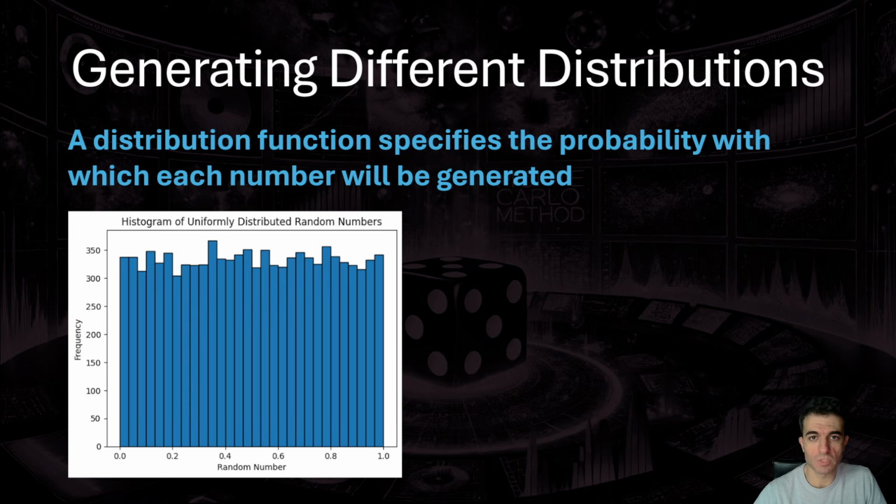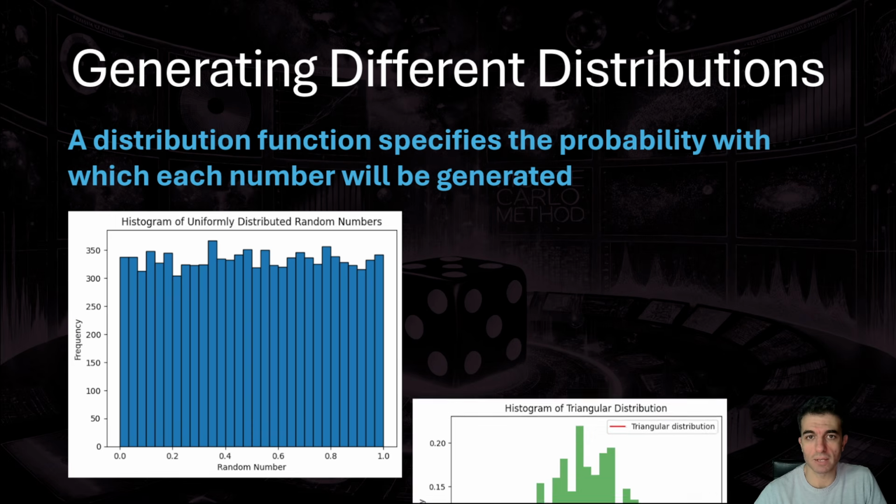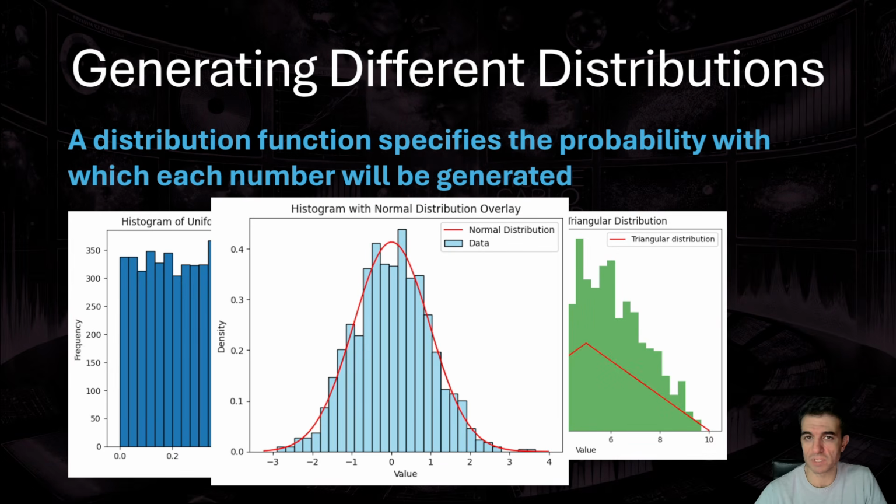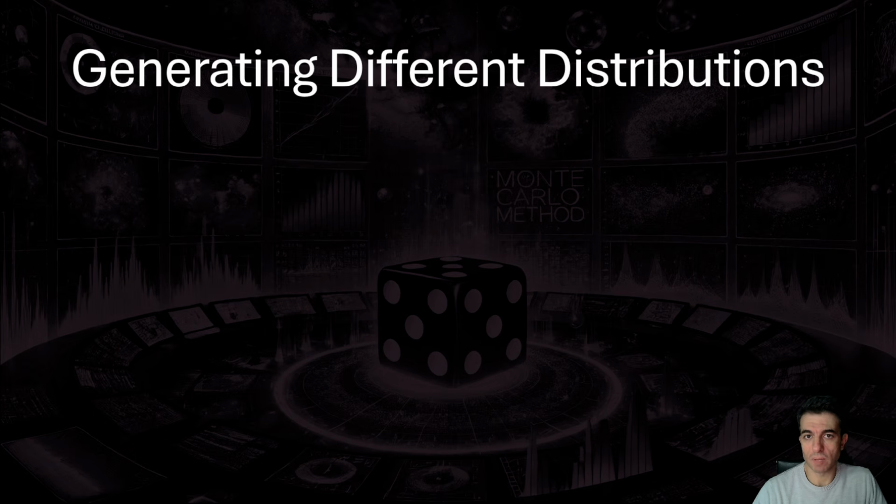In some applications, we might want to generate numbers using different distributions. For example, a triangular form distribution, or the normal distribution, or any other custom function that can be defined by the user. Now let's see how we can generate numbers following any type of distribution.